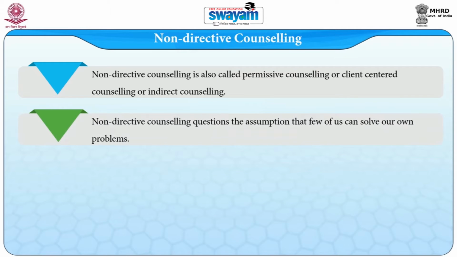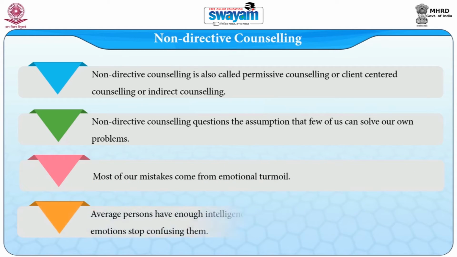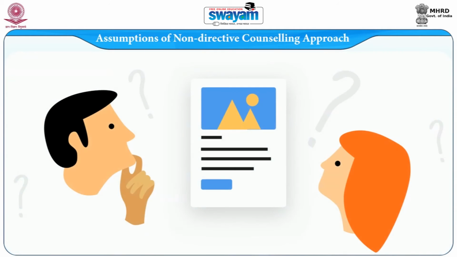Non-directive counseling questions the assumption that few of us can solve our own problems. Most of our mistakes come from emotional turmoil. Average persons have enough intelligence to work out many answers to their problems if emotions stop confusing them. What are the assumptions of the non-directive counseling approach?